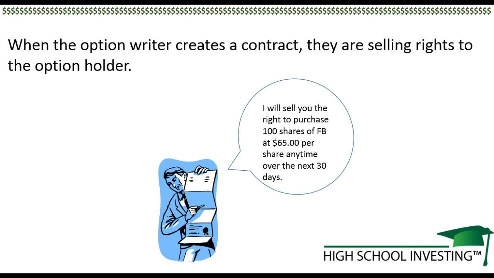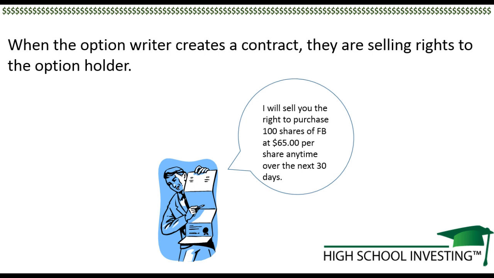So here's an example. I will sell you the right to purchase 100 shares of Facebook at $65 per share anytime over the next 30 days. So when we look at this, why would someone want to write a contract and collect money for basically unlimited risk? There are a lot of reasons for this, but maybe the writer of this contract thinks that Facebook is going down and they want to collect premium. Maybe they think that Facebook isn't going to move very much over $65 a share. Maybe the writer of the contract owns a lot of shares of Facebook and is looking to collect some premium, some money off of the shares that they own. There could be a lot of different reasons for this.